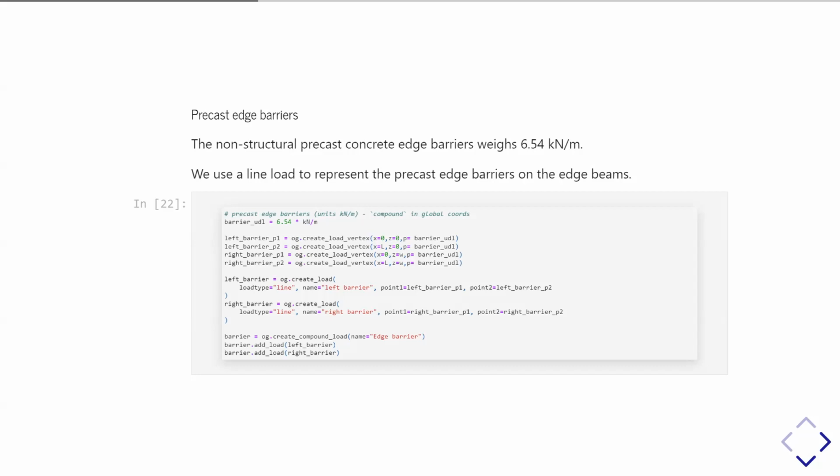So line load, what we're doing here is we're creating 2 line loads, one for the left edge and one for the right edge. So the left edge has its vertices named left barrier P1 and left barrier P2, right barrier respectively, right barrier P1, right barrier P2. Going through the same process, as you can see, hopefully you see the trend as well. Create vertex, create load, and now we're creating left and right barrier, the variables for the line load.